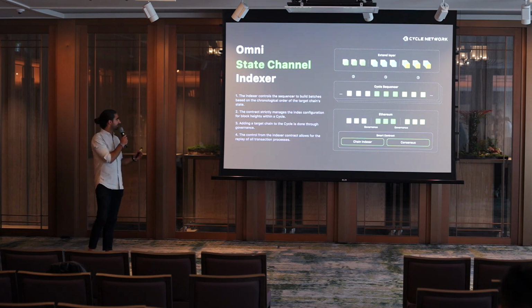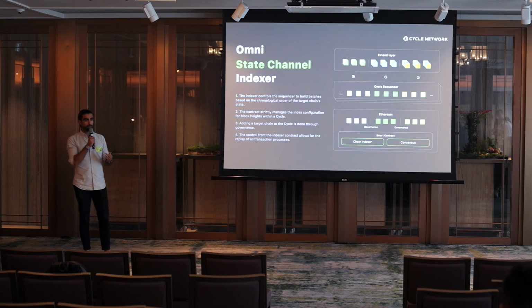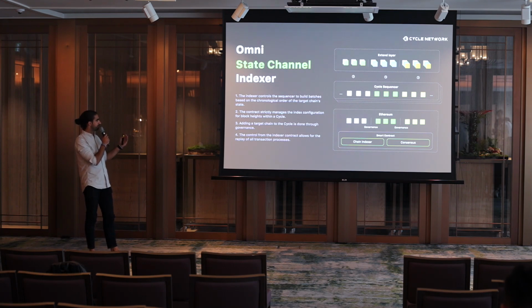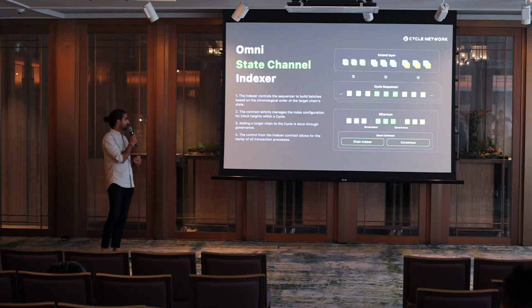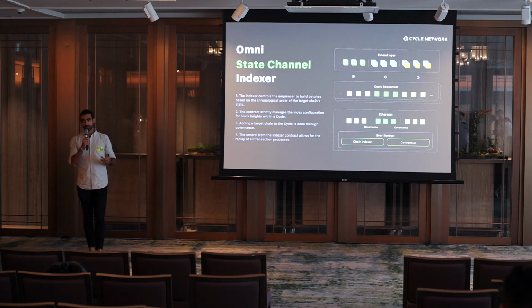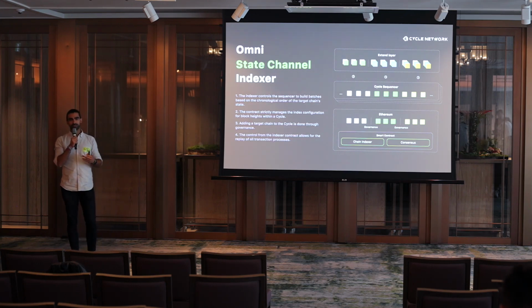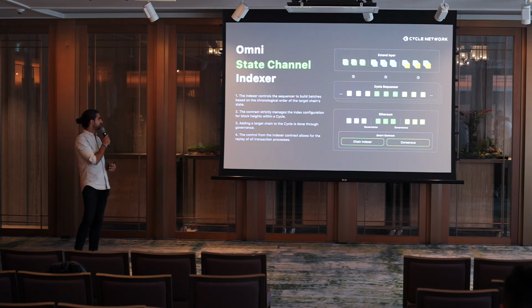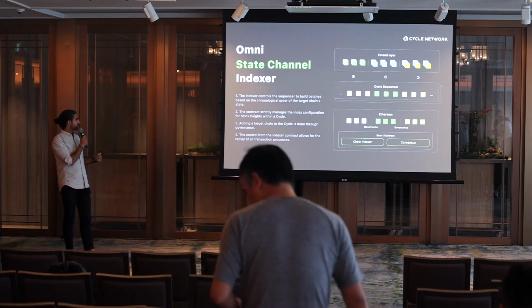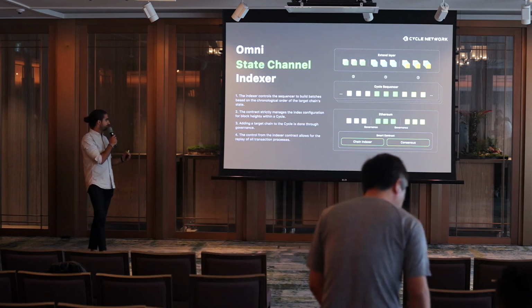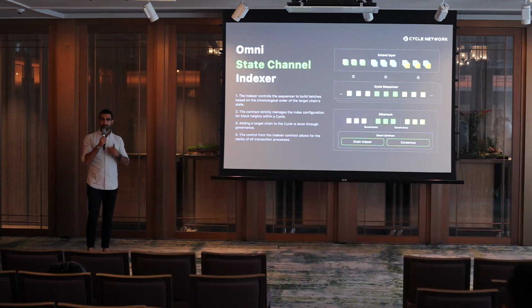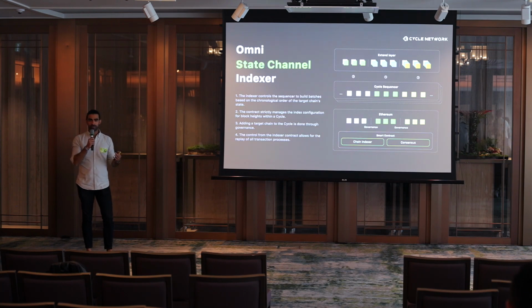The omni-state channel indexer more specifically does four main things and has four main functionalities. The first one is that it controls the sequencer to build batches based on the chronological order of the target chain's state, which ensures that the sequence in which transactions are completed is correct. Then the second is that the contract strictly manages the index configuration to block heights within Cycle, which makes sure that transactions are, and that integrity is where it needs to be.